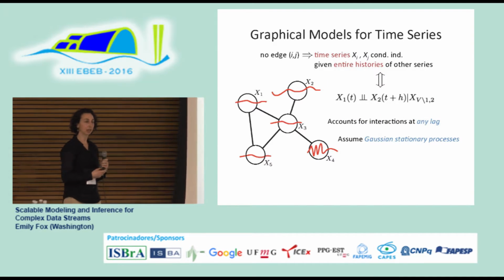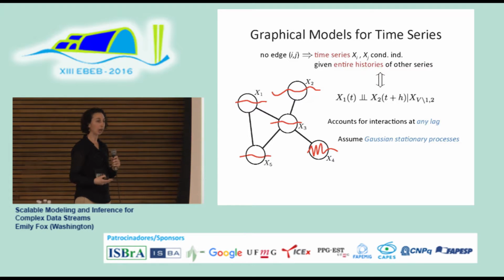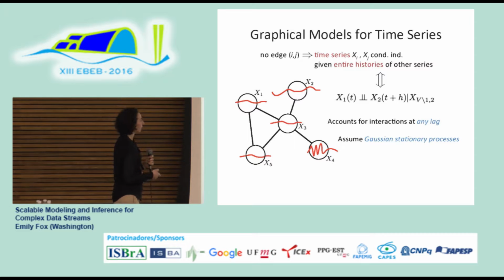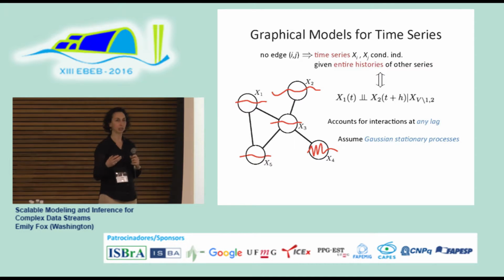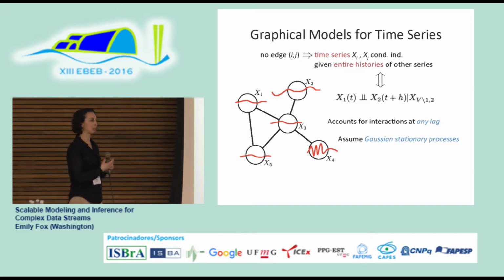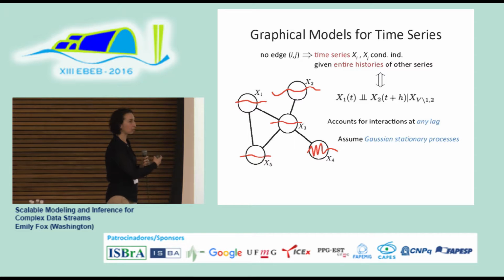Okay, but like I said, instead of graphical models for IID random variables, we're interested in graphical models for time series, where what this graph is encoding are statements of conditional independence between entire processes. And this is going to account for interactions between these processes at any possible lag. And for the sake of this talk, we're going to look at Gaussian stationary processes. So this is just the time series analog of the Gaussian graphical model case I was describing on the last slide.